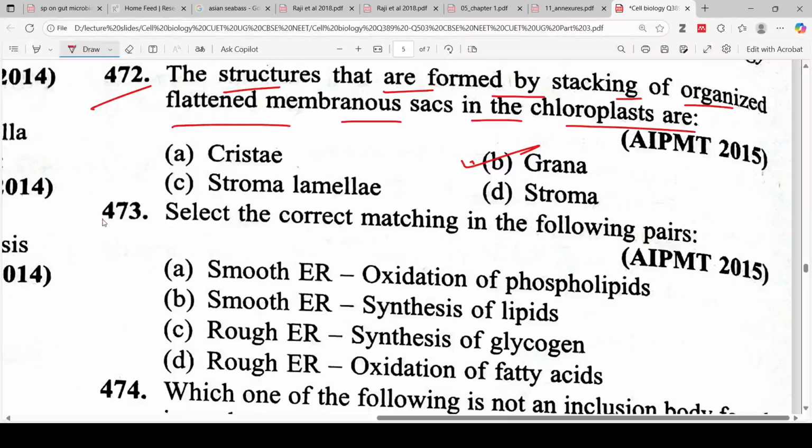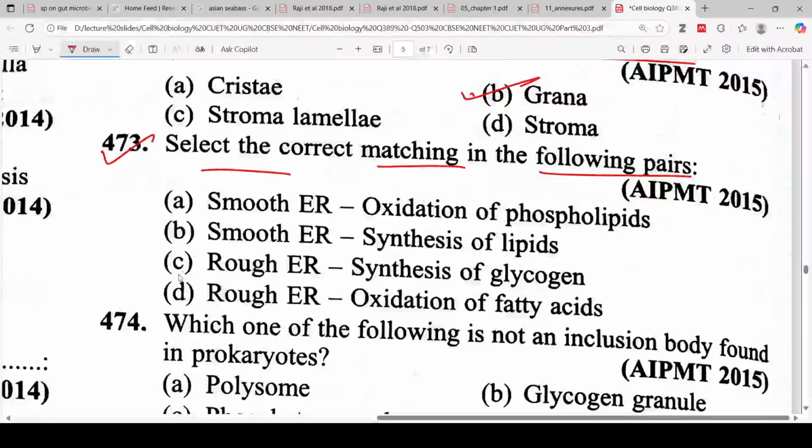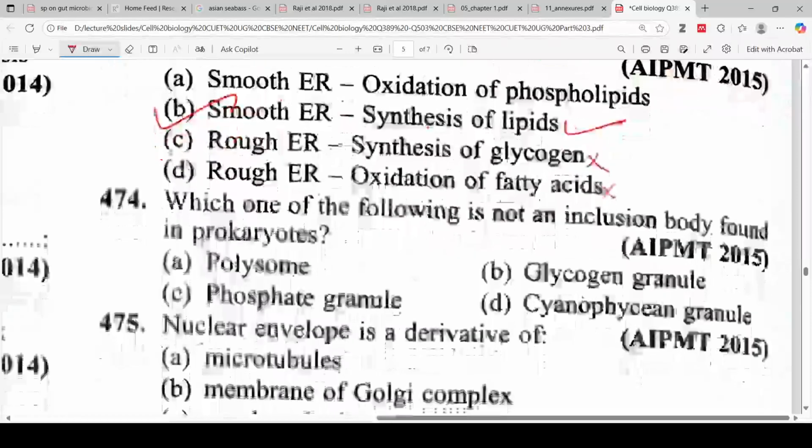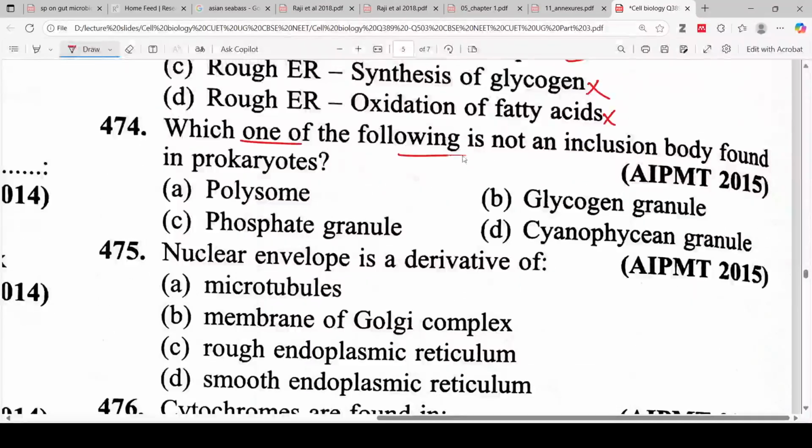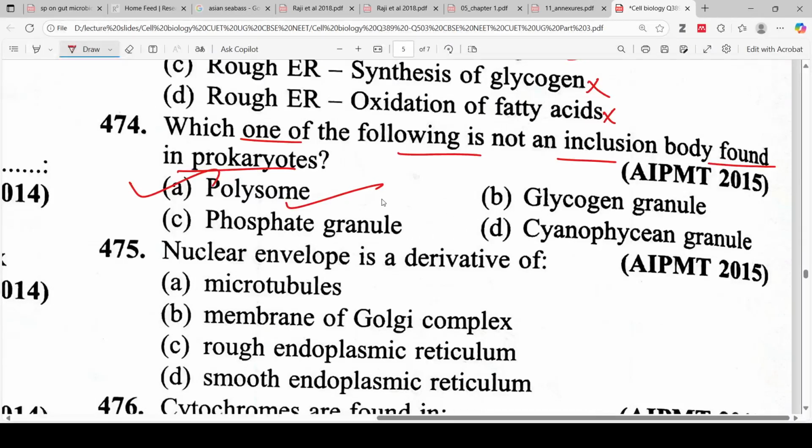Next question. Select the correct matching in the following pairs. Smooth endoplasmic reticulum, oxidation of phospholipid; smooth endoplasmic, synthesis of protein; rough endoplasmic reticulum, this is also not correct. So the correct answer will be B. Next question. Which one of the following is not an inclusion body found in prokaryotes? So the correct answer will be polyzomes.